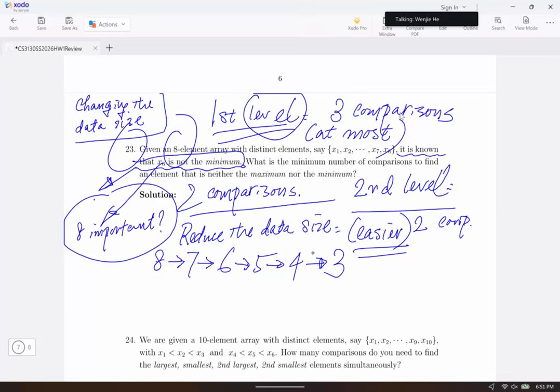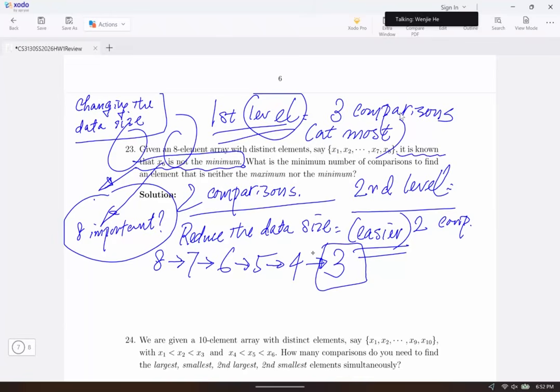In a 3-element array, can you find one element that is not the maximum, not the minimum? And how many comparisons do you need to do that? That question should be very easy, right? Because after 3, you cannot reduce one more. With 2, your data is too little.